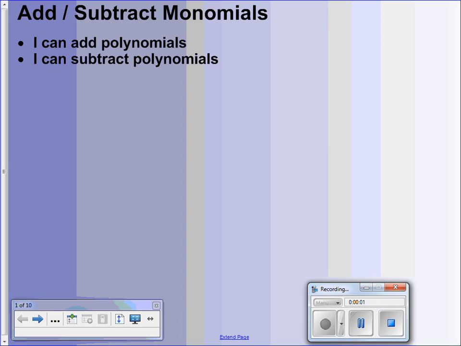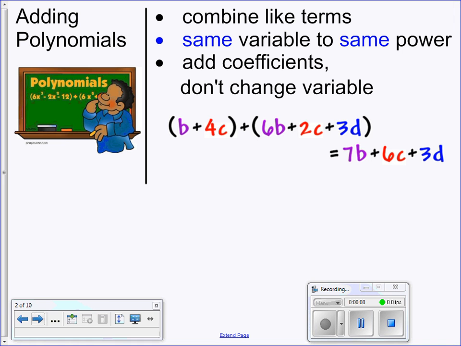In this lesson, we'll be adding and subtracting monomials. By the end of the lesson, you should be able to add polynomials and subtract polynomials. When you add them, it's just like combining like terms, which, remember, are the same variable to the same power. So you just add the coefficients, but you don't change the variable.